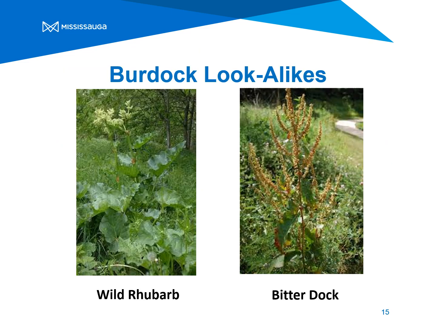There are two species that look similar to burdock that are common in Mississauga. The first is wild rhubarb, which has similar looking leaves but does not produce burrs that are distinctive to burdock. The second lookalike is bitter dock, which also has similar looking leaves but does not have burrs. Instead, it produces seeds along long stalks that are an orange-brown color.